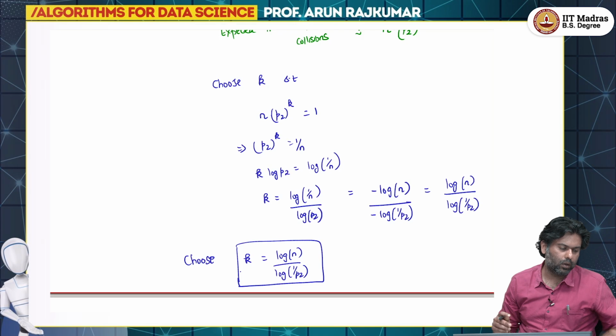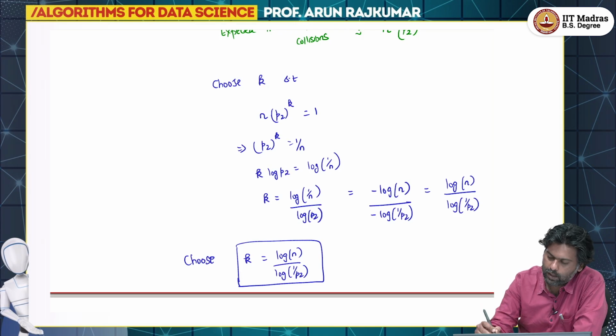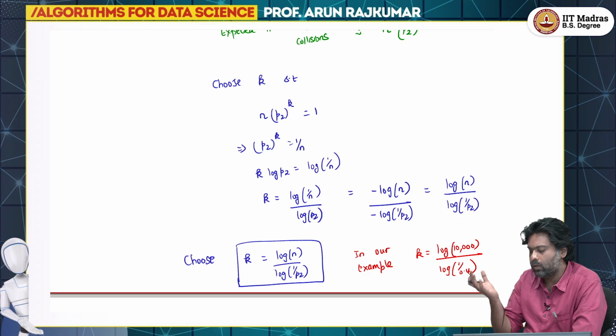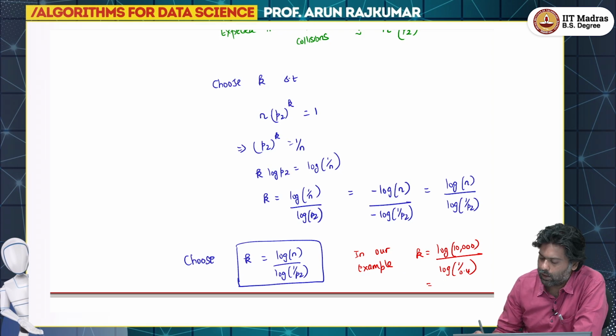Just to give a sense for what kind of a number this is, in our example, n was 10,000. So k is log 10,000 by log 1 by 0.4, which is log 10,000 by log 2.5. If you do the calculation, I have done this already, this is something like 10 point something. So, k is roughly 10.